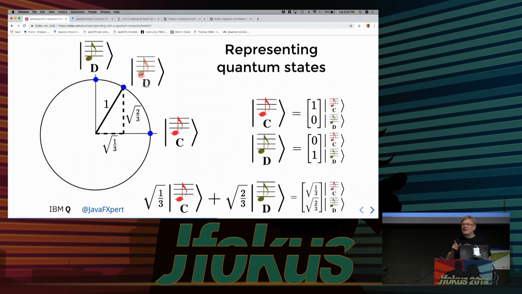The question is, would that be a C sharp? That's a good one. It would actually be a C++, I'm sorry.